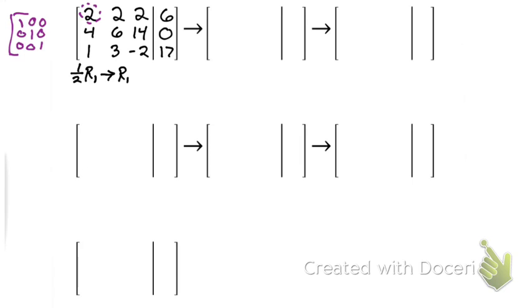So 2 times 1/2 is 1. Ooh, that's what we wanted. 2 times 1/2 is still 1. 2 times 1/2 is still 1. 6 times 1/2 is 3. I didn't change anything else, so row 2 is going to stay the same. And row 3 is the same.